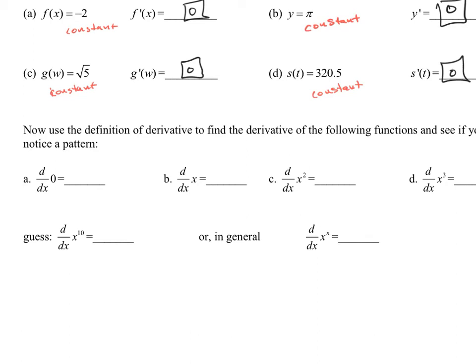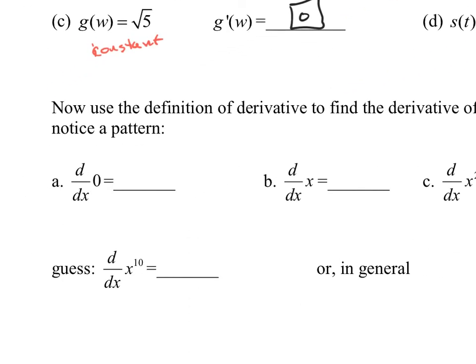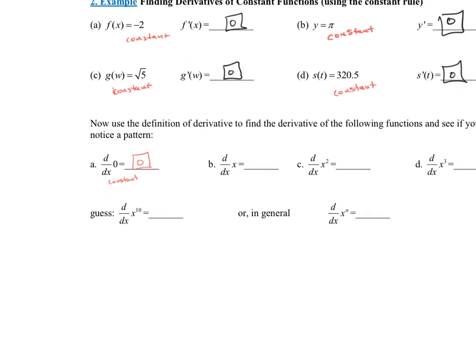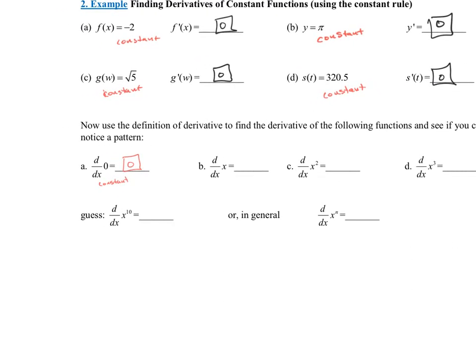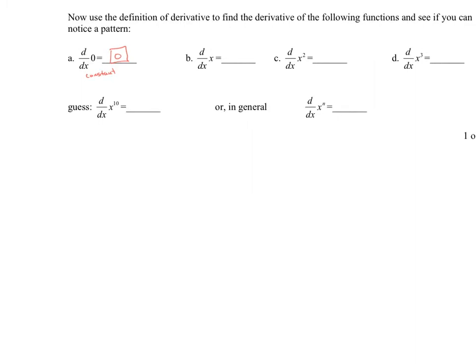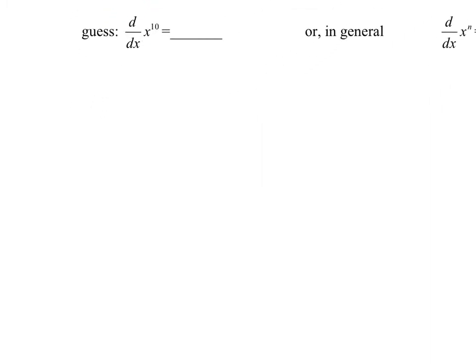Okay, now it says, now use the definition of derivative to find the derivative of the following functions. See if you notice a pattern. So what's the derivative of 0? Well, 0 is a constant, so its derivative is 0. We already know that one. But I'm going to go ahead and on the side here, I'm going to do the derivative of each one of these, x, x squared, and x cubed, using the limit definition of the derivative. So I would suggest getting out an extra piece of paper or doing this on the back page, because this is going to take some work.